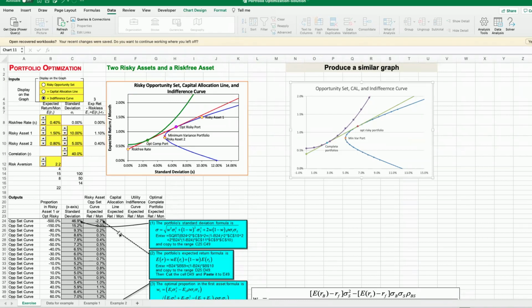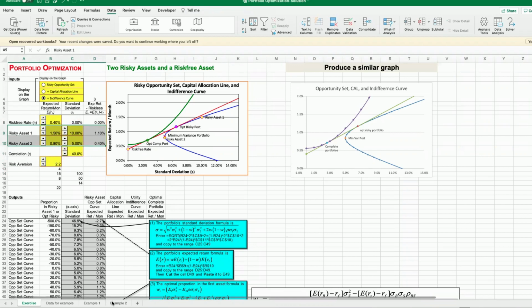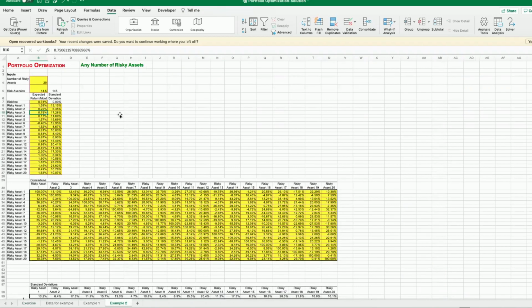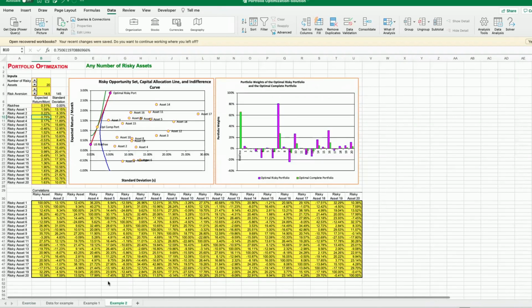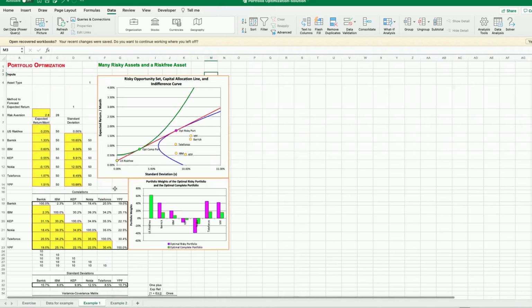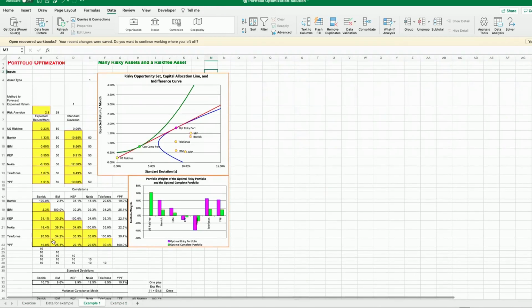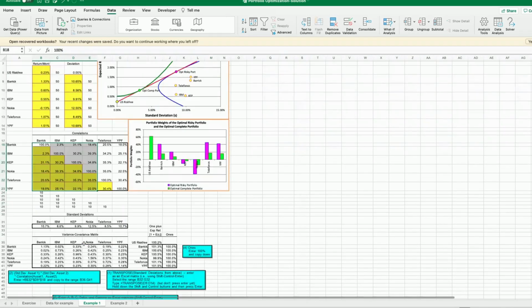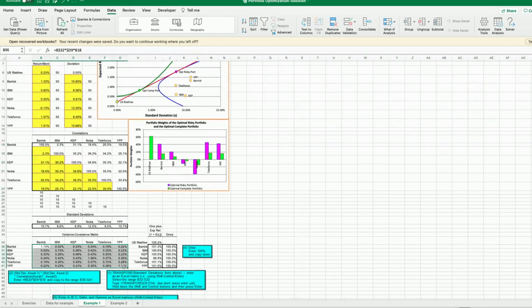What we have here is actually a portfolio optimization model, and we pre-specify the risky assets available to us. This is a model of 2 risky assets. If you want to see the example for a model of many different risky assets, you can look at the example here. There are 20 different risky assets for example 2, and for example 1, there are 6 different risky assets. To figure out the optimal risky portfolio, we have to consider the covariance structure for many different risky assets.